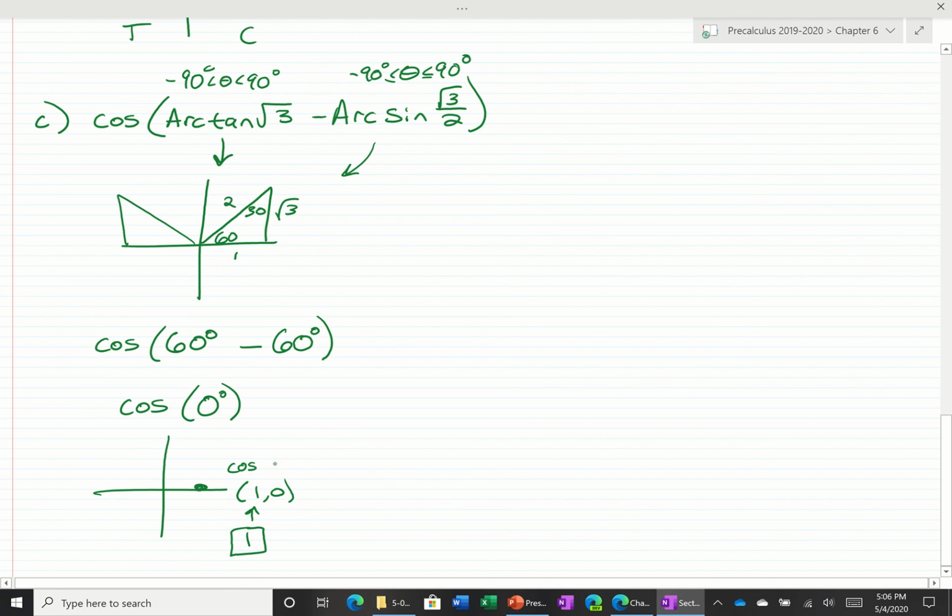Remember, the x value is the cosine, the y value is the sine. For homework, I'm going to ask you to do practice 6.5. I would like you to please do numbers 1 through 15.